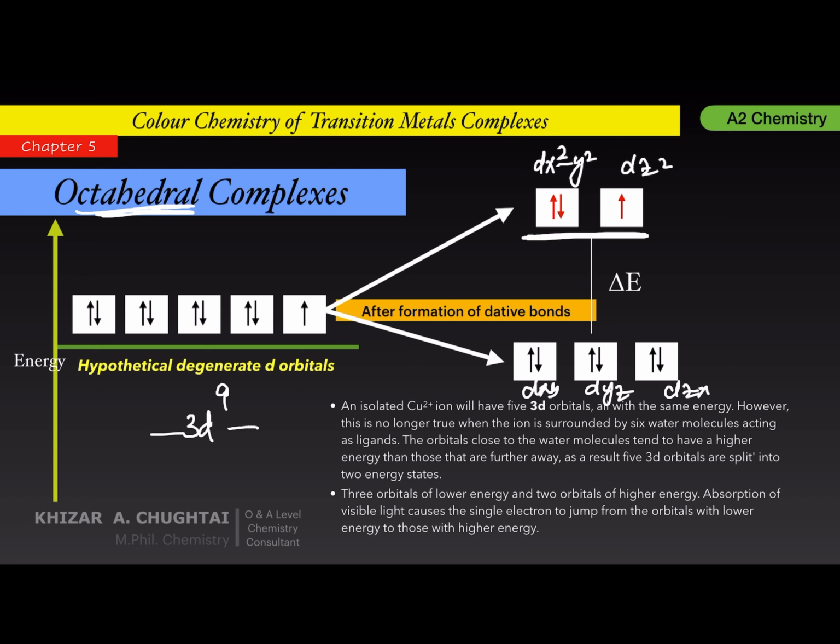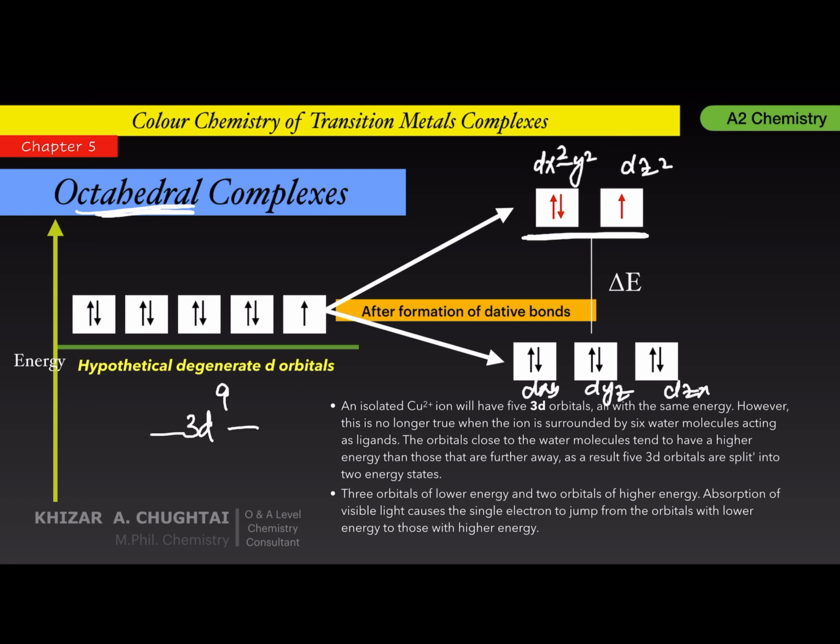So if the geometry of the complex is octahedral, then these 2 orbitals, those expressed by the square, are facing more repulsion. These two orbitals are exactly lying on the x-axis, y-axis and z-axis, so they will feel more repulsion and they will raise their energy. Once again, this energy difference is denoted by delta E, and it is said to be the crystal field splitting energy.